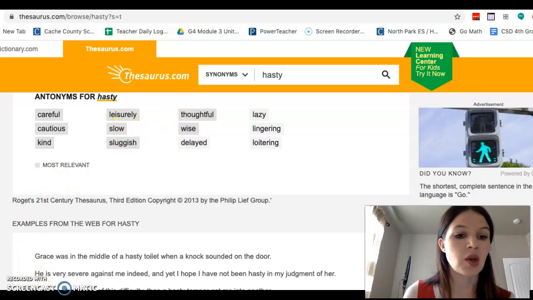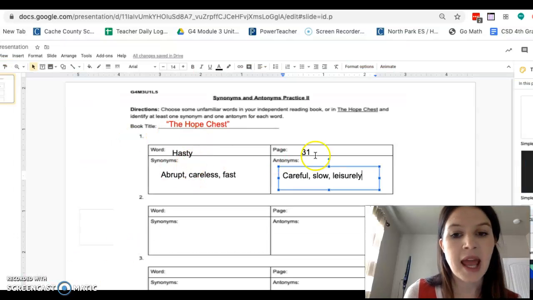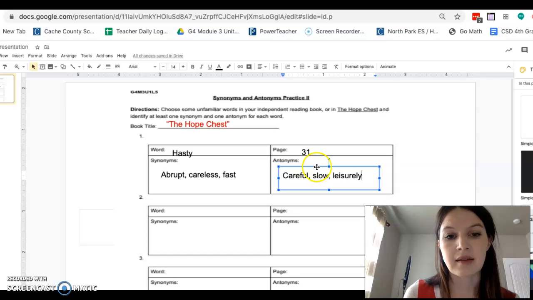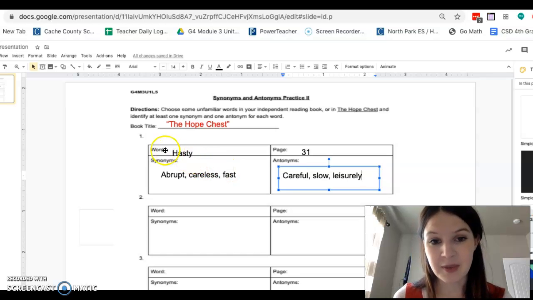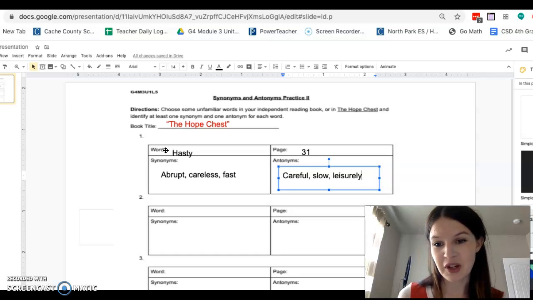Okay, so you can see that I have put synonyms and antonyms in both of these boxes. Now, if you have chosen a different word, that's fine. This was just an example. Now it's your turn. Feel free to use thesaurus.com and good luck.